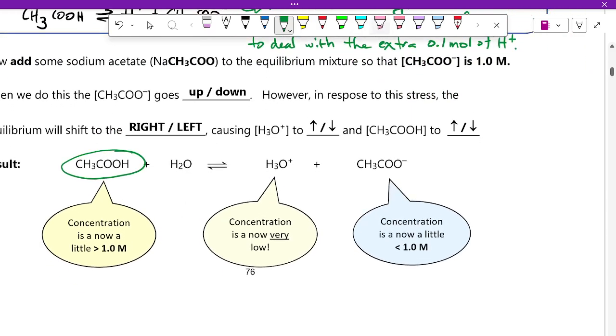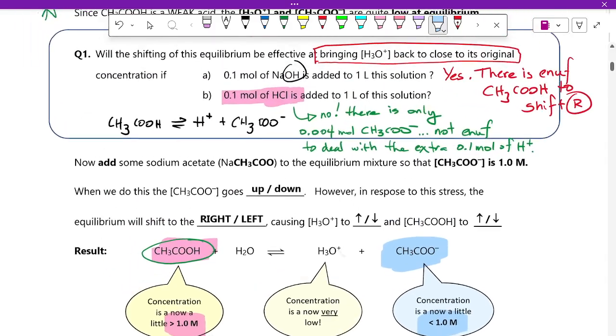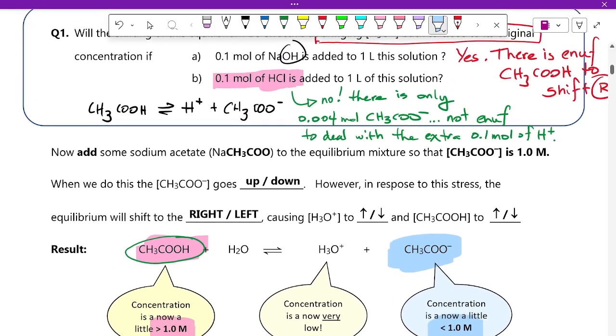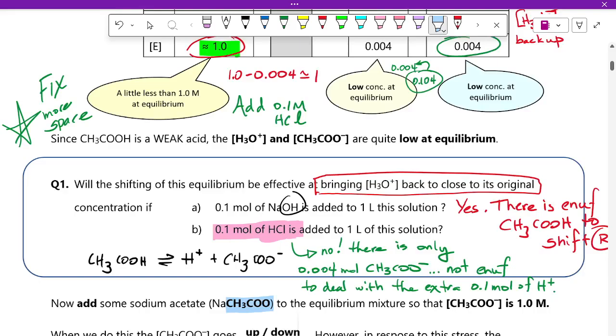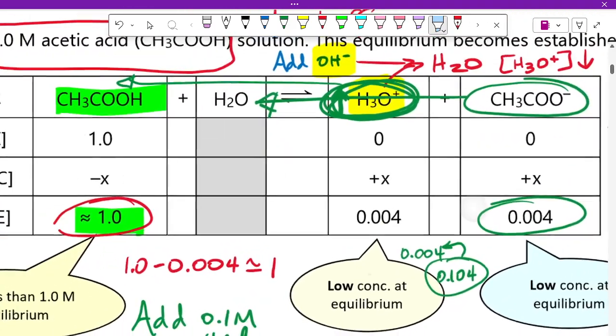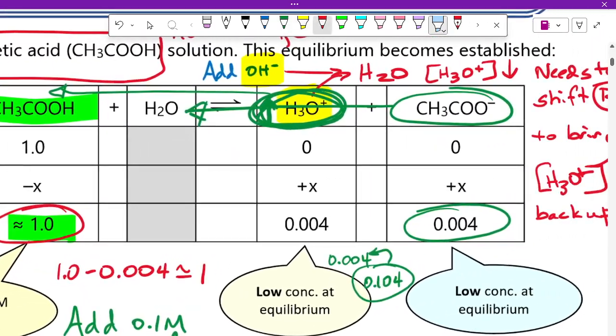Okay, so now we have added some. We have our acetic acid at 1 molar, and we have our CH3COO minus, and it is also approximately 1 molar. So what we've done is we've added some NaCH3COO. When we add this to this equilibrium, the CH3COO goes up.